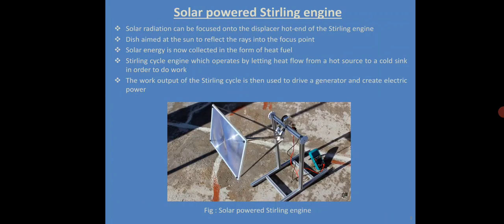Solar powered Stirling engine. Solar radiation can be focused onto the displacer hot end of the Stirling engine. This is aimed at the sun to reflect the rays into the focus point. Solar energy is now collected in the form of heat flux. Stirling cycle operates by letting heat flow from a hot source to a cold sink in order to do work. The work output of the Stirling cycle is then used to drive a generator and create electric power.